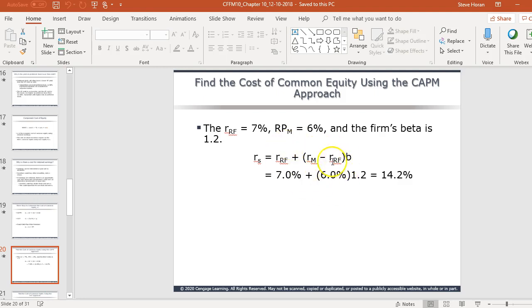Well, this calculation in the middle in the brackets is the same thing. So I take the risk-free rate plus that risk premium of 6 and multiply the risk premium by the 1.2, because I need a greater return because this stock's beta is above 1, to get me to 14.2.